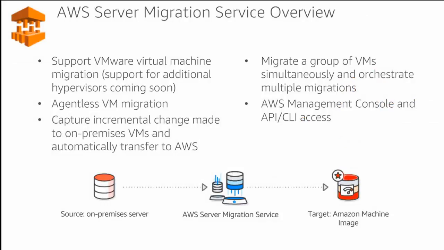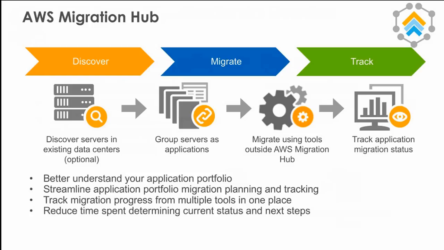There's also AWS Server Migration Service. What's really great about this, right now it supports VMware, but soon we will have support for other virtual machines as well. It's an agentless VM migration. It will actually capture incremental changes made to on-premise VMs and automatically transfer them over to AWS. It will migrate groups of VMs simultaneously and provide orchestration for all of your workloads. And you can use it by API or through the CLI or command line access, up to you, however you want to. You will also go through your discover, migrate and track.